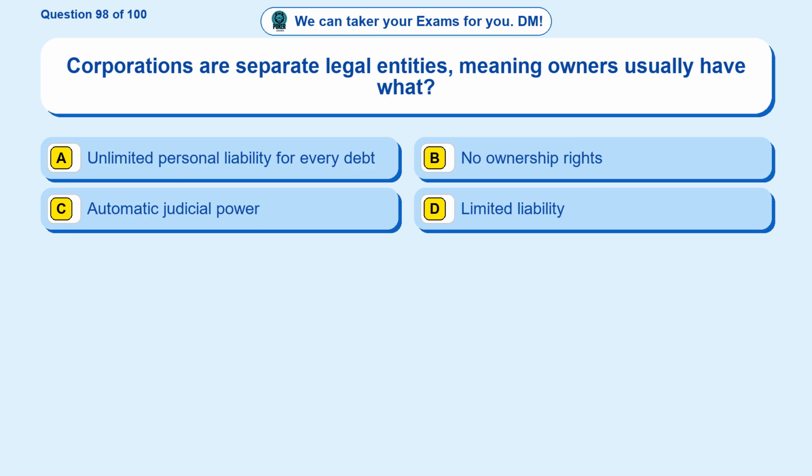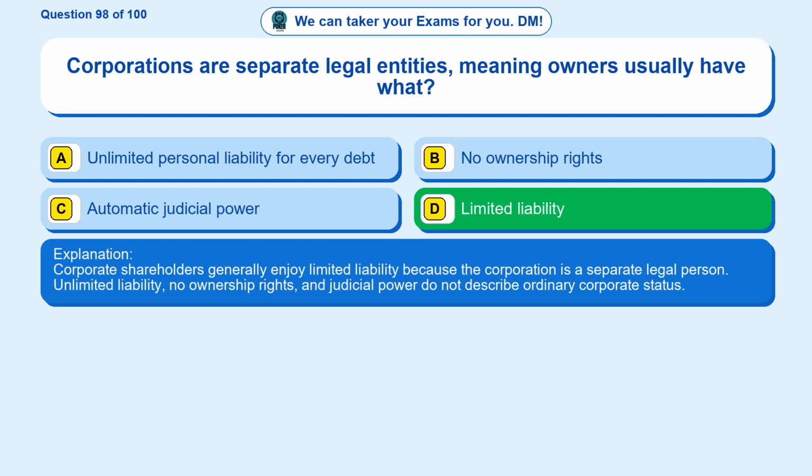Question 98. Corporations are separate legal entities, meaning owners usually have what? Option A, unlimited personal liability for every debt. Option B, no ownership rights. Option C, automatic judicial power. Option D, limited liability. The correct answer is option D, limited liability.